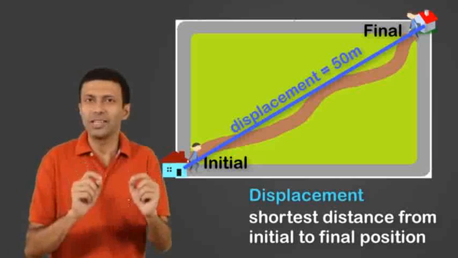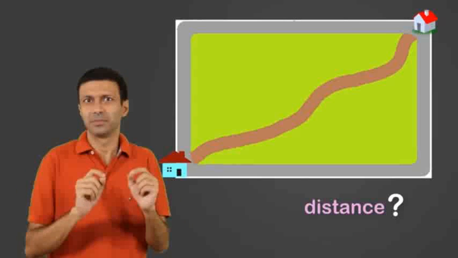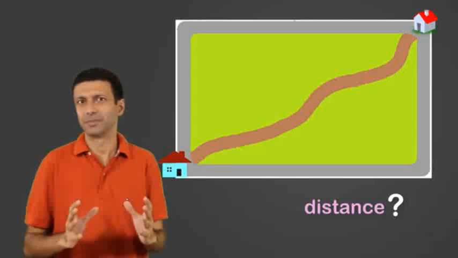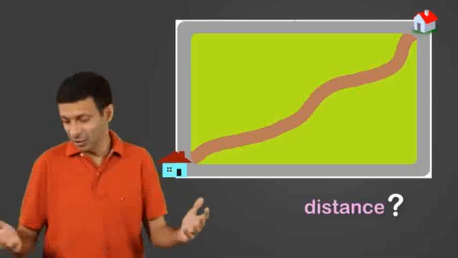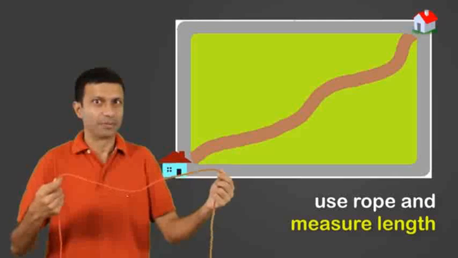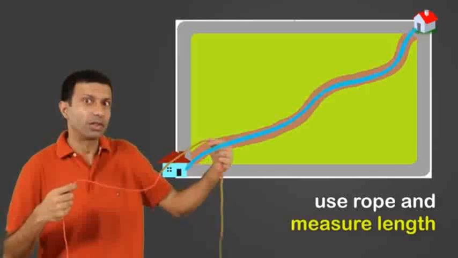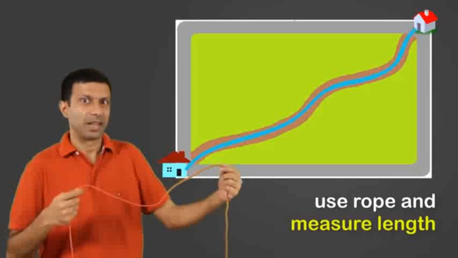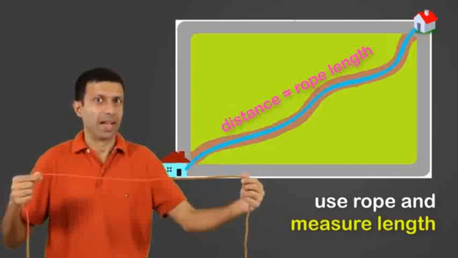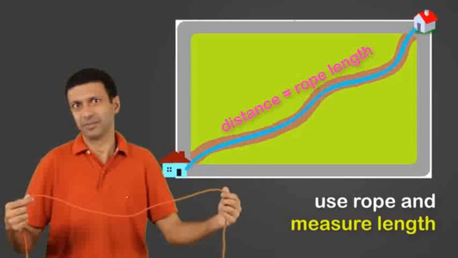But how do you calculate your distance? How are you going to practically measure it and it should be accurate? So one thing you can do is, you can take the help of a rope. So if you place a rope along that curved path as you walk, and then you need to measure the length of the rope, and that will give you the distance.